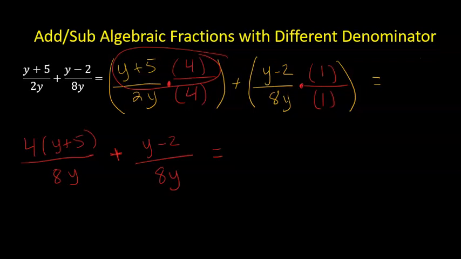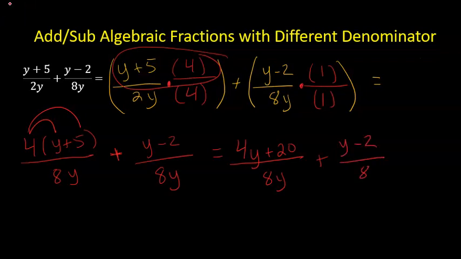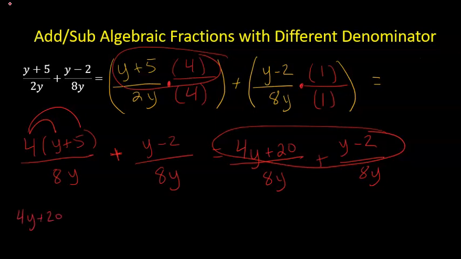So what does that give me? Before I start putting these together, I have to look really carefully. I have to take that 4 and distribute it. It gives me 4y plus 20. Then 8y plus 4. That's not a 4, that's a y. Y minus 2, over 8y. Right? So now we're going to put these together. It gives me 4y plus 20 plus y minus 2, all over 8y.